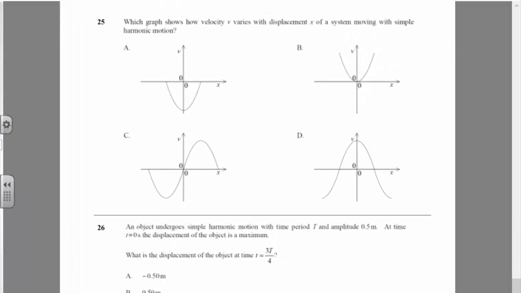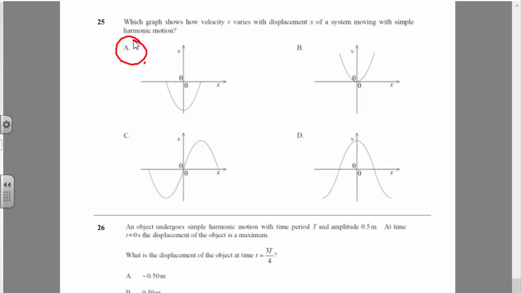Okay, 25. Which graph shows how velocity v varies with displacement x of a system moving with simple harmonic motion? Okay, so we can easily test what should happen at the two extreme positions. When x is big and positive and x is big and negative, we should have 0. So it's either this one, oh, in fact, it's got to be that one. That's the only one. Oh, it could be C.